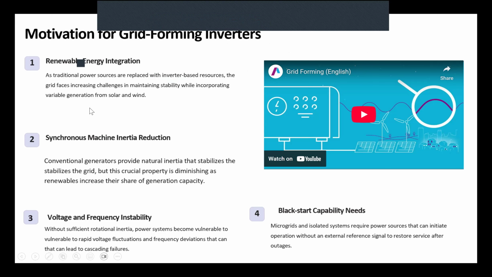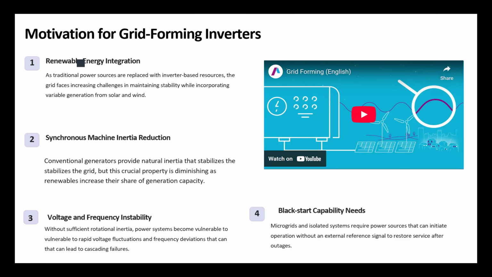Why do we need grid forming? If the grid following is working for us, why do we need grid forming? What is the motivation of introducing this new kind of technique or technology or control system, when the grid following inverter is working for us and generally works for several years? So what is the motivation that we need to have a grid forming?